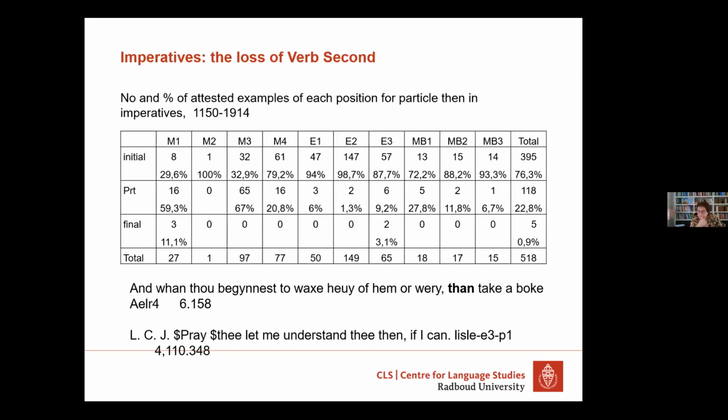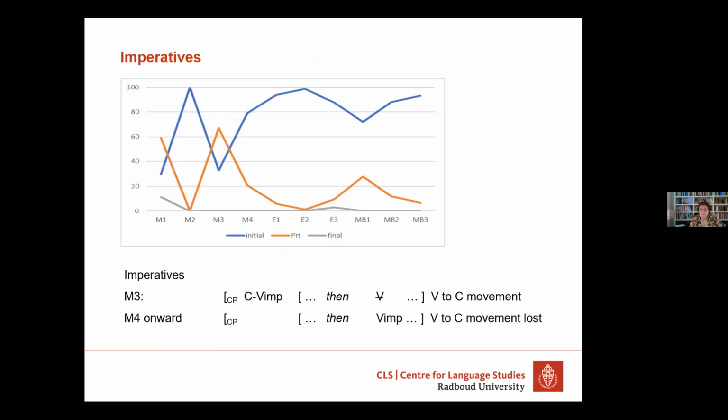Then imperatives, the behavior, the positions for the particle in imperatives tell us a lot about the loss of verb second, just as Kroch and Chung-Hee Han in a paper in the early 2000s showed with the rise of do support. What you see here, but you can see that more clearly in the graph I made.